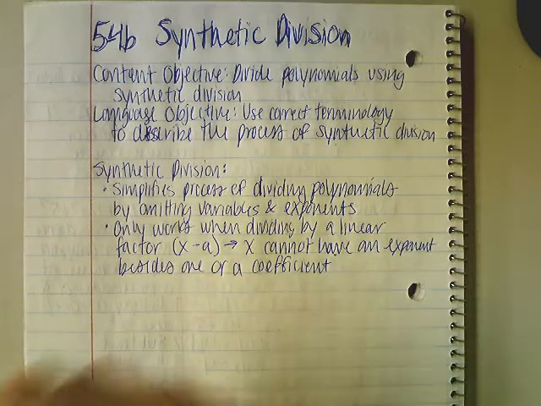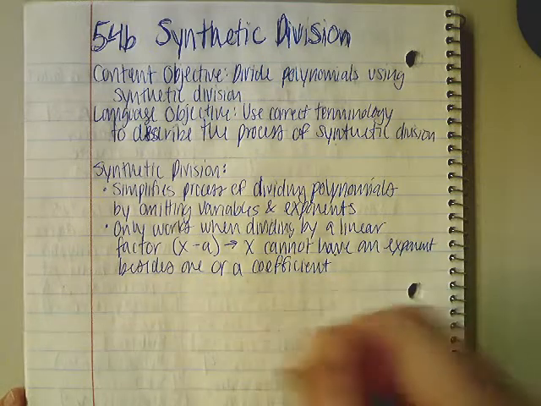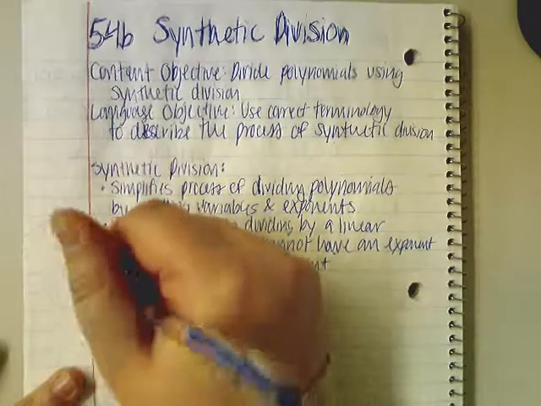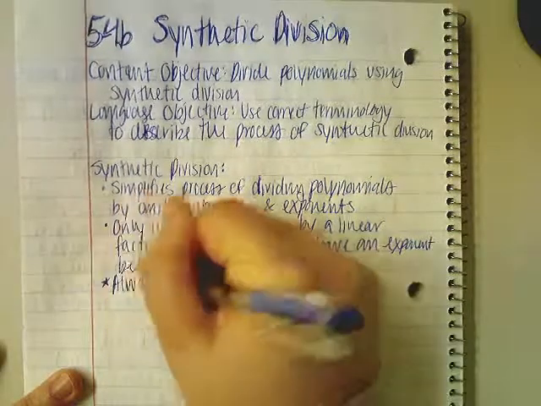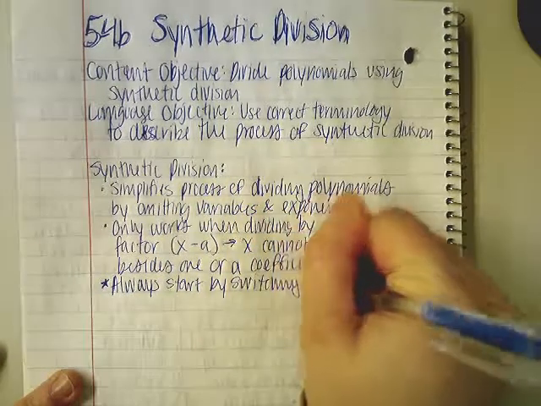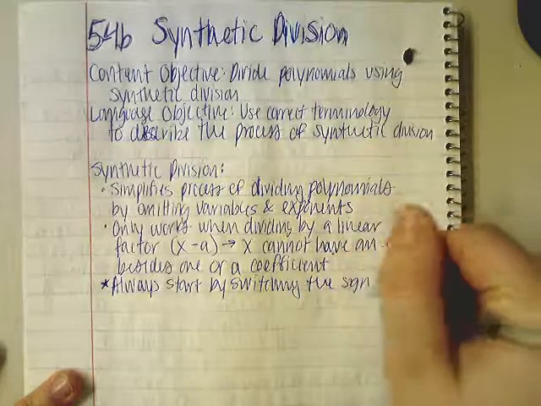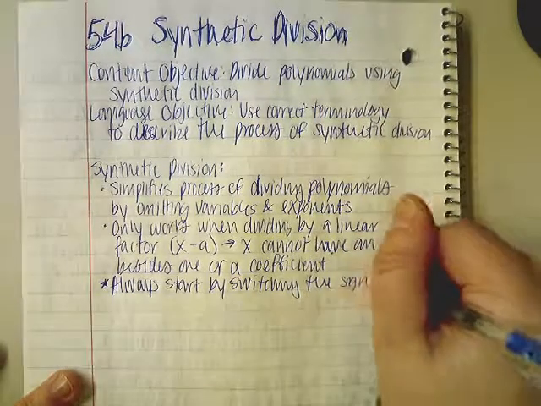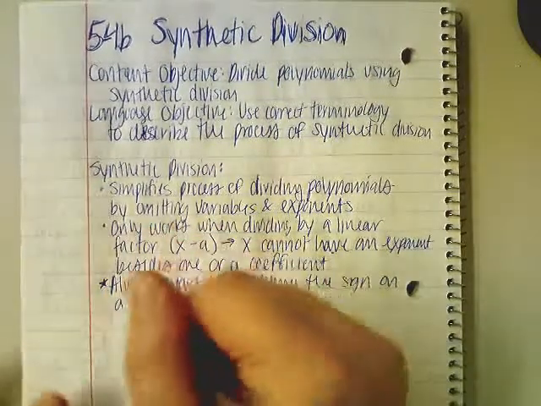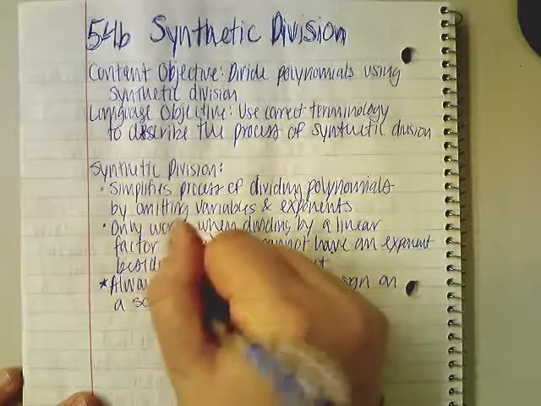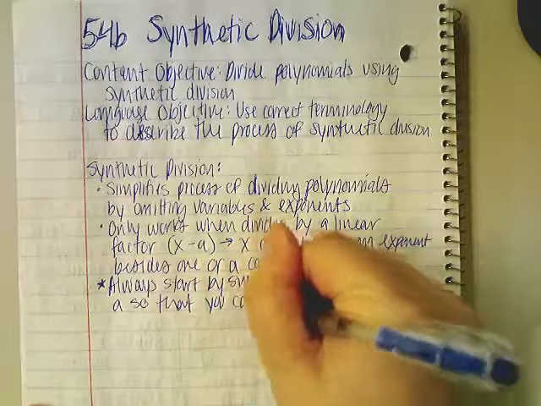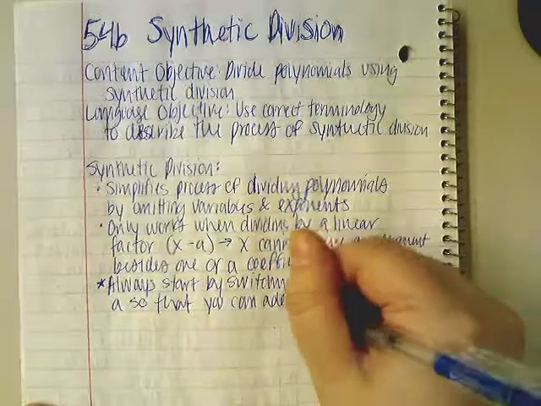So the first thing I want to note is you always want to start by switching the sign of a. This is not why we're using synthetic division, but it is a key point of synthetic division. When we're using it, we're always going to start by switching the sign of a, because then we can add rather than subtract. As you were doing polynomial long division, you probably realized that the negatives and positives get confusing. This will hopefully resolve that problem. So you can add instead of subtracting.